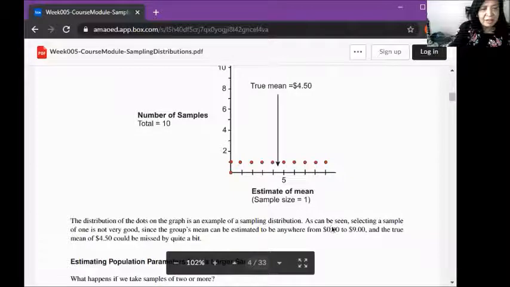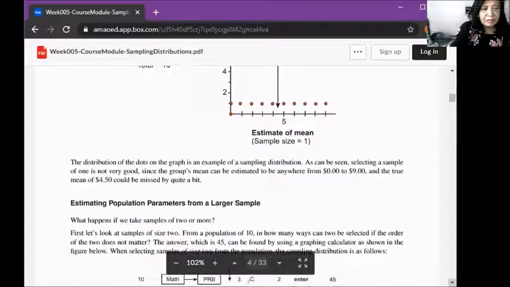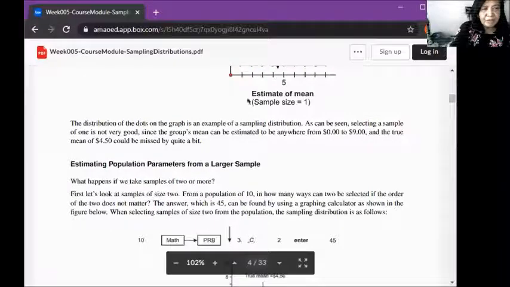As can be seen, selecting a sample of 1 is not very good since the group's mean can be estimated to be anywhere from 0 to 9. And the true mean of $4.50 could be missed by quite a bit. So you have a wide range, especially if you take just one sample from the population.